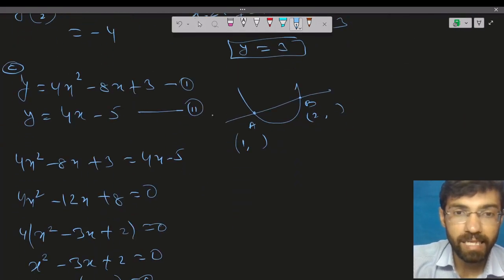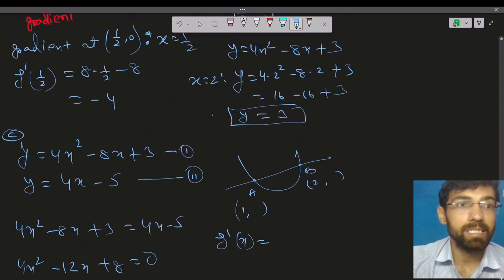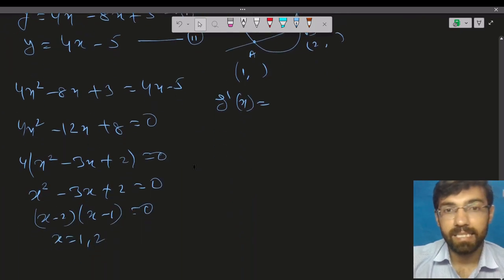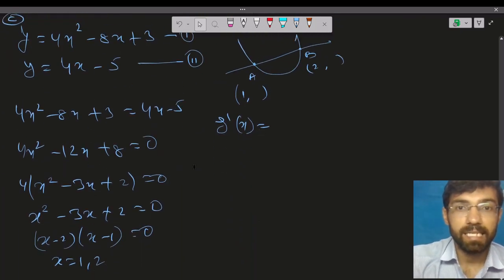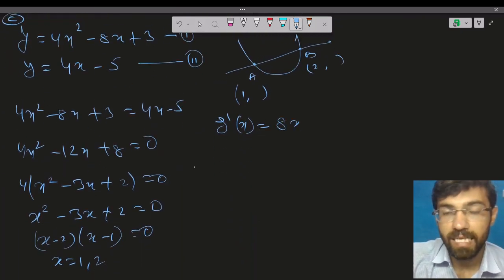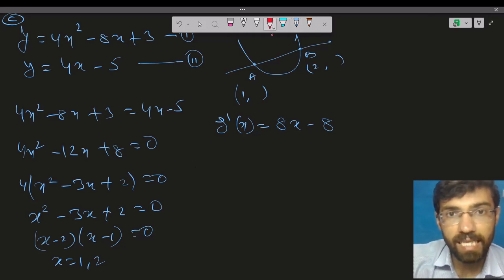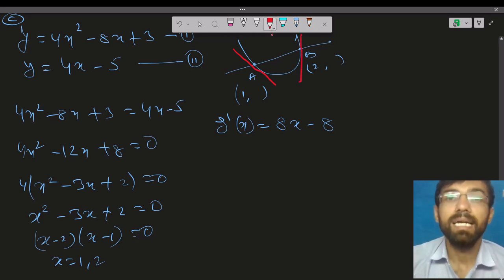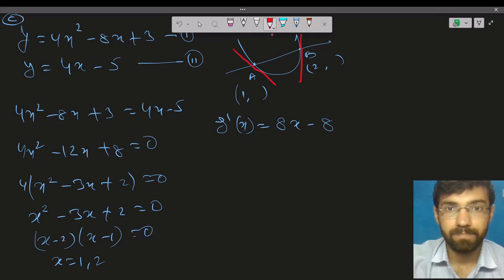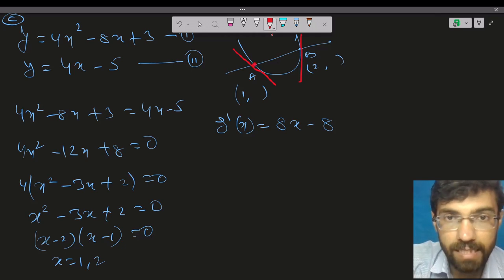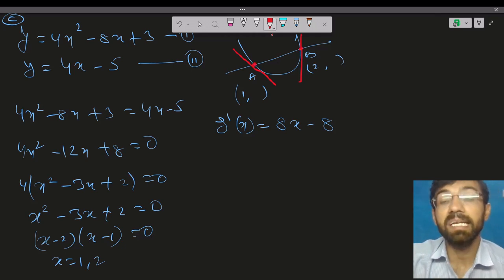So do we have our gradient function? f dash x is our gradient function, which gives us the gradient. What is f dash x? It is 8x minus 8. This is the gradient function. In the question they are asking, if I draw a tangent at this point, what will be the gradient? And if I draw a tangent at this point, what will be the gradient? A tangent is a line which just touches the curve at one point. You can see this line is touching at point A and this line at point B, so we need the gradient of these two lines.